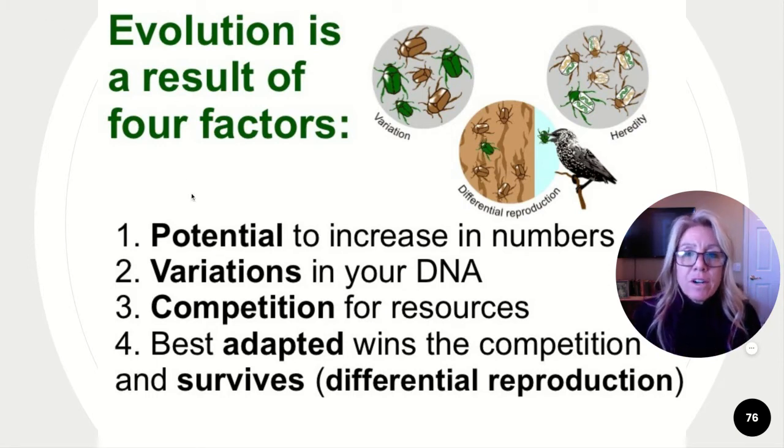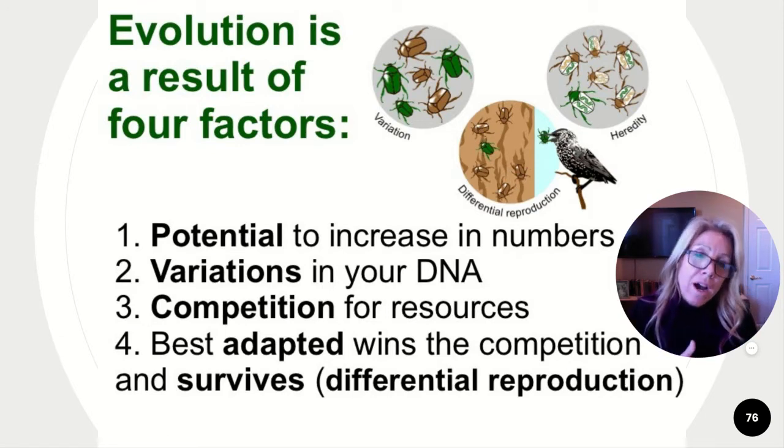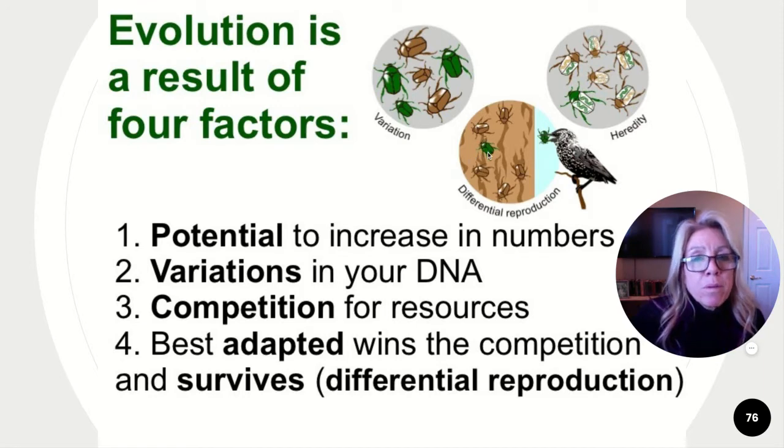So let's look here. First of all, you could have a variation in beetles. Okay, you could have some brown beetles, you could have some green beetles. If this population of beetles is living on a brown tree, the brown ones are going to be better adapted because they're going to be able to hide better. And the green ones are going to be more visible. And so the birds are probably going to eat the green ones more. So you're going to have an increased reproduction of the brown ones. And over time, you'll have more and more brown beetles and less green beetles.